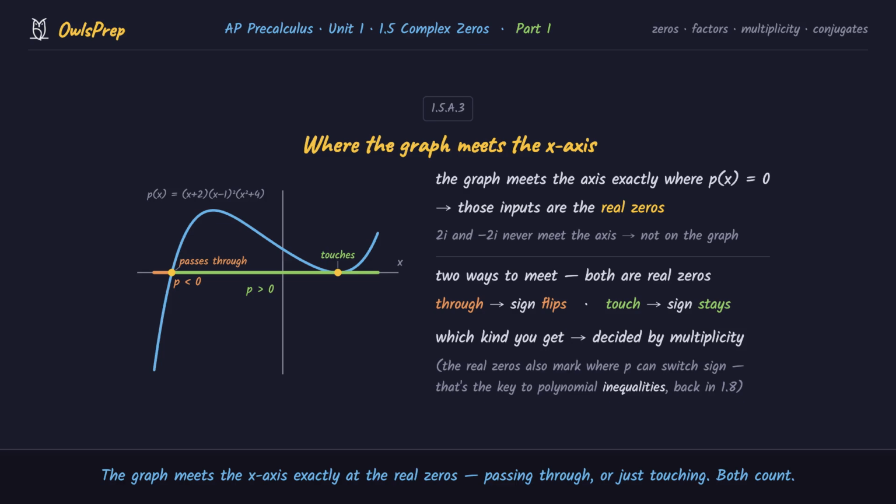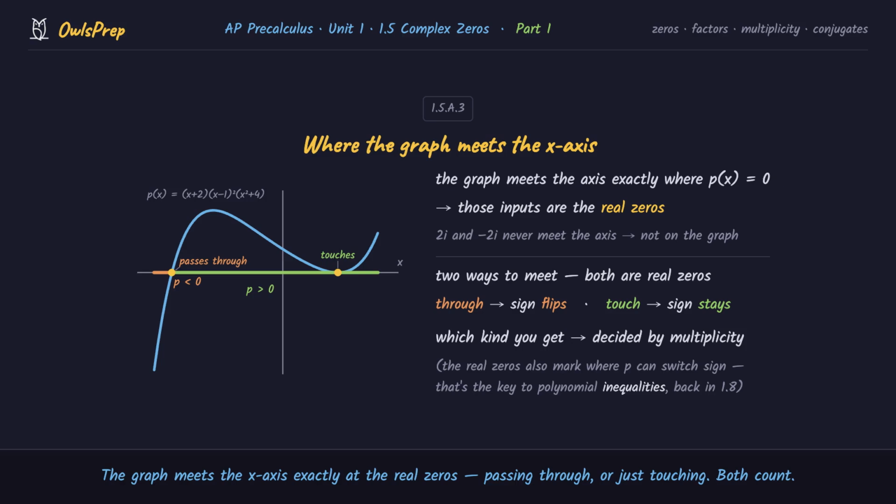Now, the curve can meet the axis in two different ways. At x equals -2, it passes straight through. It was below, now it is above, so the sign flipped. At x equals 1, it comes down, touches, and goes back up the way it came, staying positive on both sides. Both are real zeros. What differs is only how the curve meets the axis.